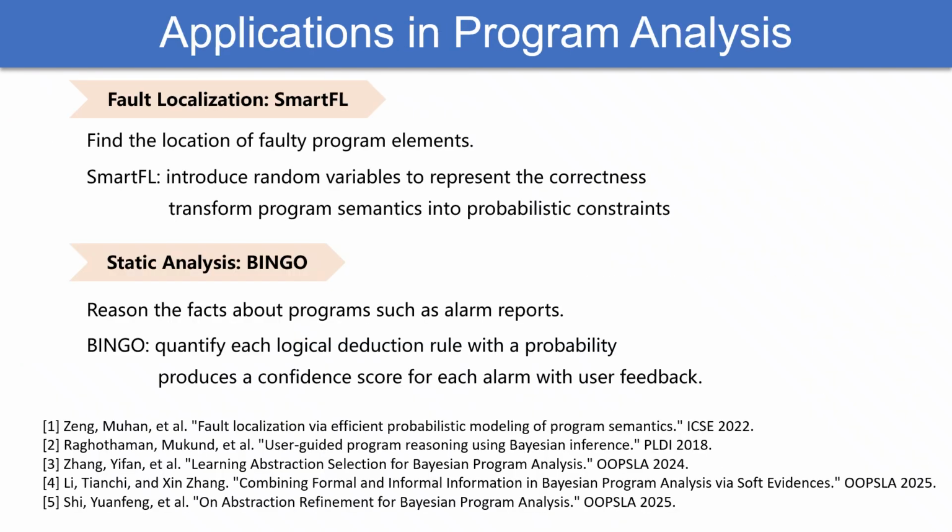For example, SmartFL and Bingo are program analysis applications with probabilistic reasoning. SmartFL focuses on fault localization, aiming to find the location of faulty program elements. It introduces random variables to represent the correctness of program elements and transforms program semantics into probability constraints between random variables. Bingo is a static analysis approach to find alarm reports. It extends traditional logical program analysis with probabilistic constraints to quantify each logical deduction rule with a probability and deduce a confidence score for each alarm with user feedback.